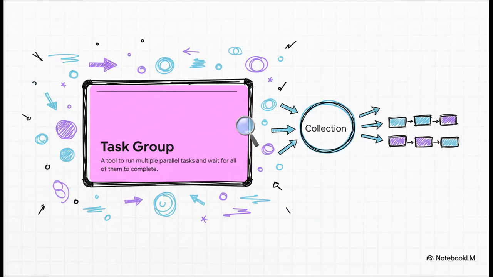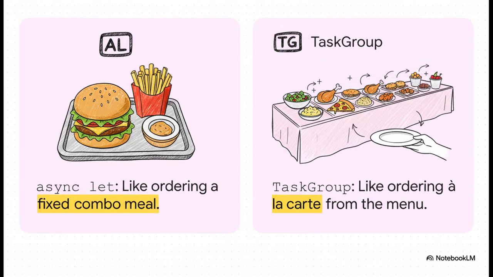So what is it? You can think of a task group like an empty basket. You create the basket, and then you can loop through your data and, on the fly, add a new task to the basket for each item. They all start running in parallel immediately, and your code won't continue past the group until every single task in that basket is finished. Here's a really simple way to think about it. Async let is like ordering the #1 combo meal. You know exactly what you're getting. A task group, on the other hand, is like going to a buffet. You can just keep adding whatever you want to your plate.